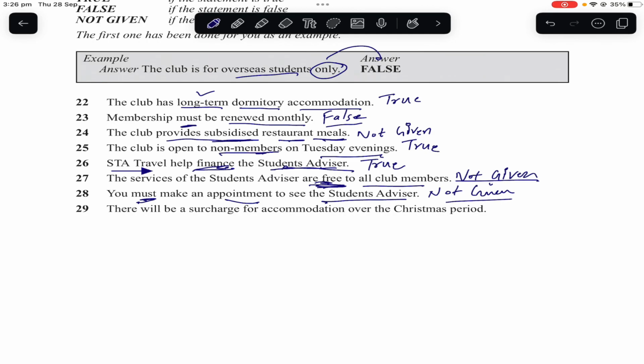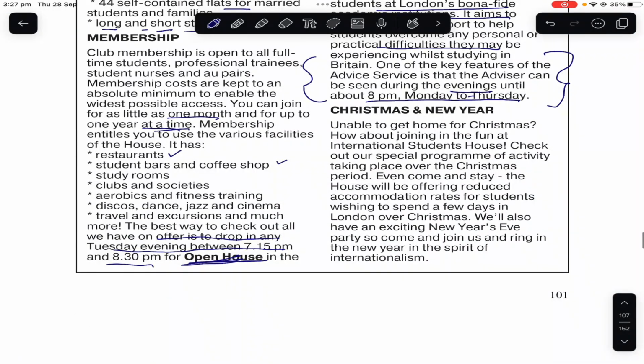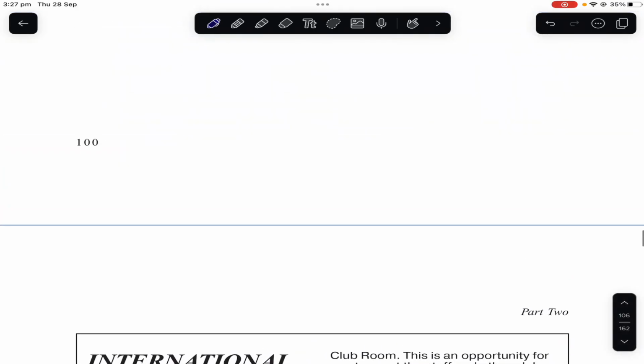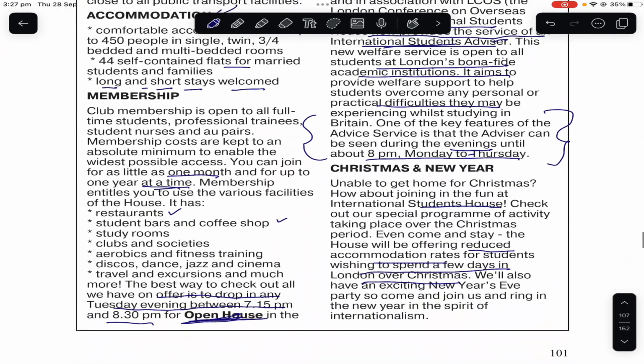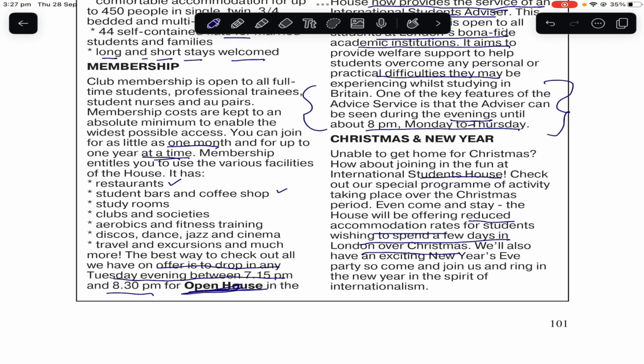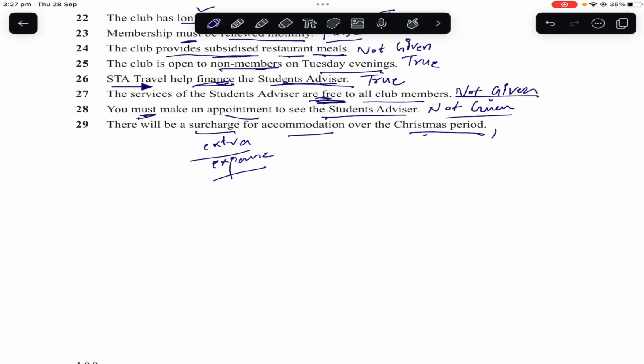And finally, there will be a surcharge for accommodation over the Christmas period. Surcharge means extra expense for accommodation over the Christmas period. Let's have a look. And I could see the word Christmas in the very next paragraph. Here I would be getting my last answer. Unable to get home for Christmas? How about joining in the fun at International Students House? Check out our special program of activity taking place over Christmas. Even come and stay. The house will be offering reduced accommodation rates for students wishing to spend a few days in London over Christmas. So here is actually the opposite information. The sentence said there would be a surcharge, meaning extra expense, whereas my information says the prices would be reduced accommodation rates. So it's opposite information. That means my answer has to be false.